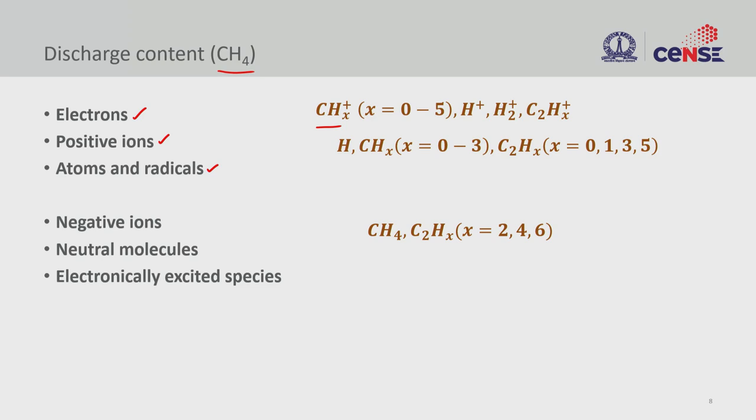So you are dissociating the precursor gas. The next thing is you can have electronegative ions, you can have neutral molecules, and also excited states as well. So as the molecule becomes complex, you will also get all possible constituents in the plasma, right? Which makes the plasma very rich, at the same time very complex to study as well.